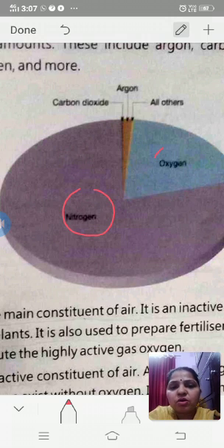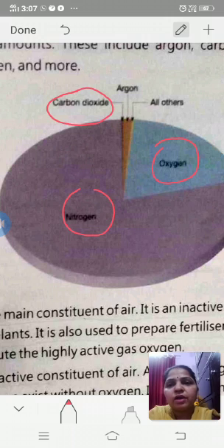The second one is oxygen. Oxygen is the active constituent of air. All living things need oxygen to respire. No life can exist without oxygen. It is also essential for burning. The third one is carbon dioxide. Carbon dioxide is needed for photosynthesis. During this process, oxygen is given out.